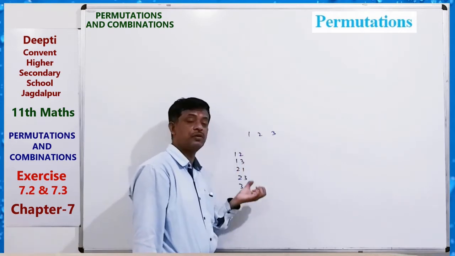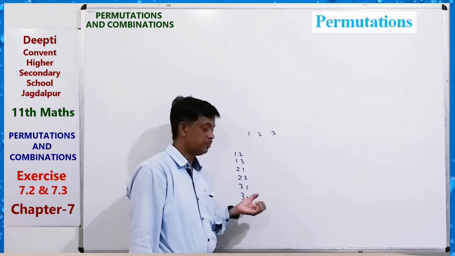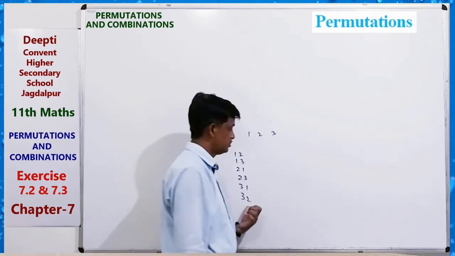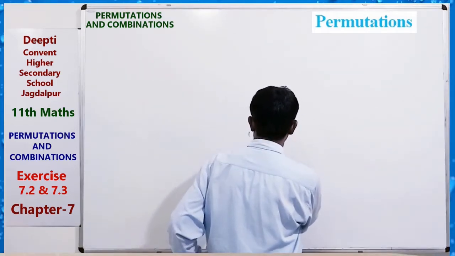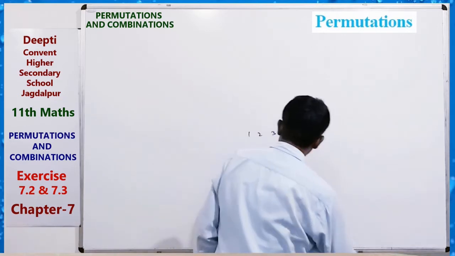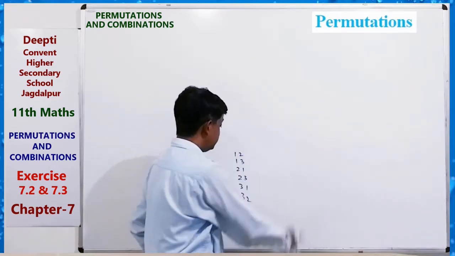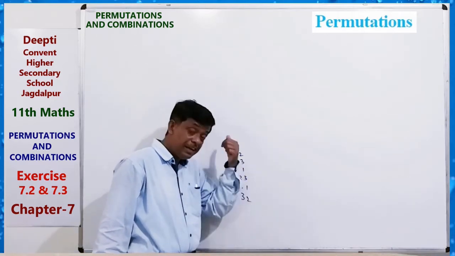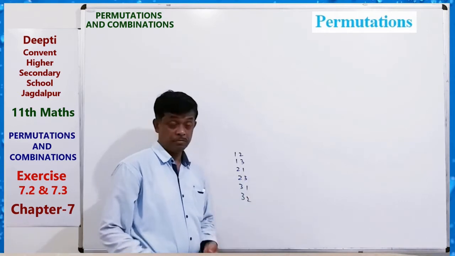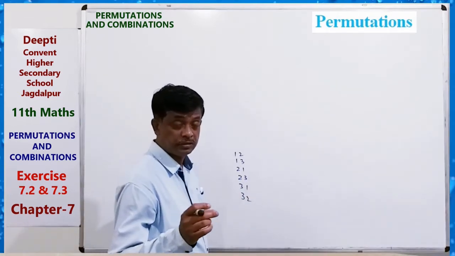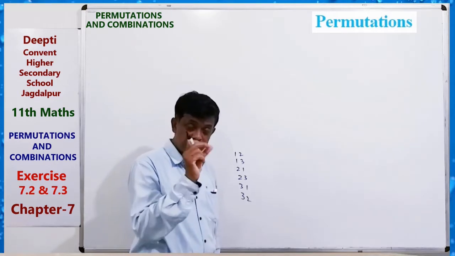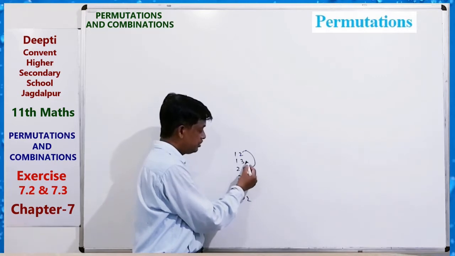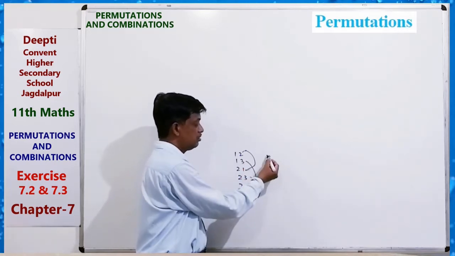This is selecting two objects from three objects in a definite order. But if we omit the order in which we take them, then 1 2 and 2 1 will be single, 3 1 and 1 3 will be single, 2 3 and 3 2 will be single, so there are 3.